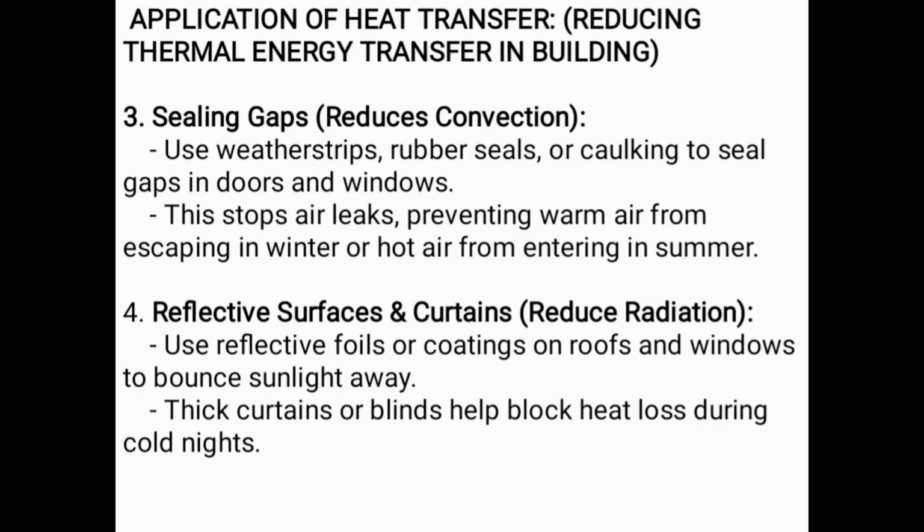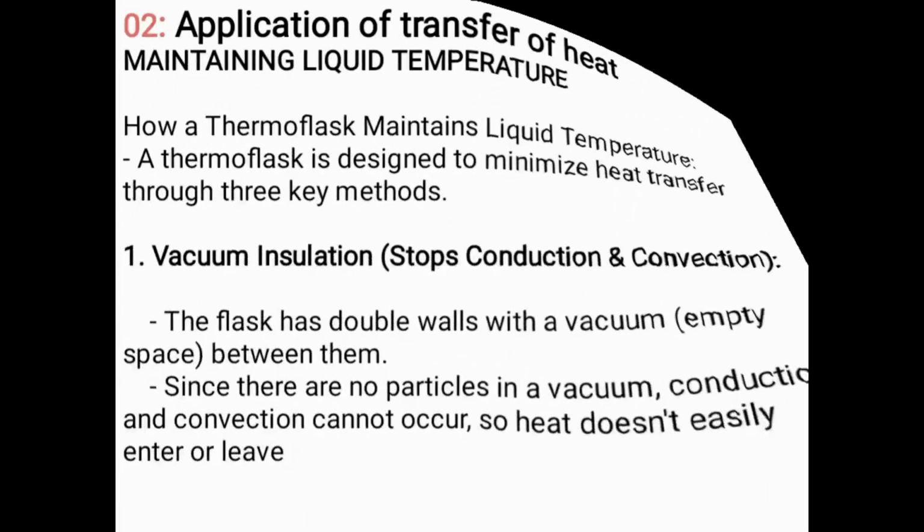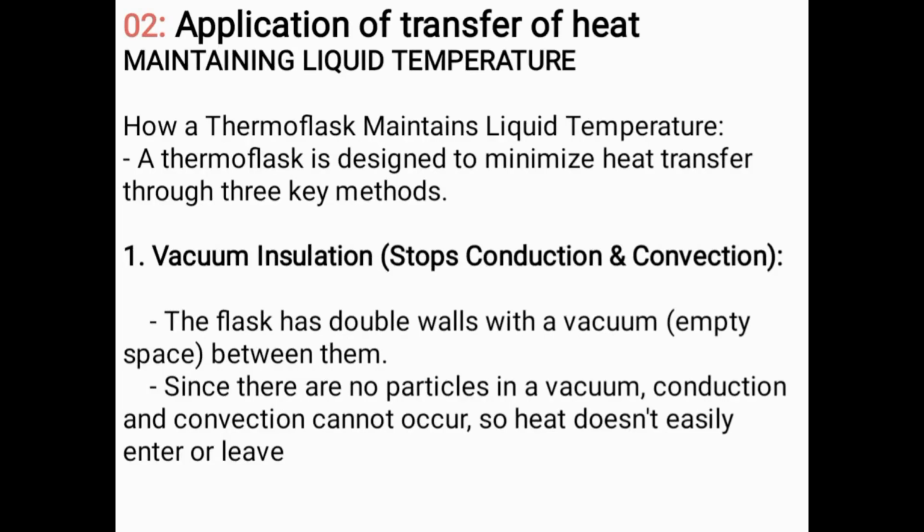2. Application of transfer of heat: maintaining liquid temperature. How a thermoflask maintains liquid temperature. A thermoflask is designed to minimize heat transfer through three key methods. 1. Vacuum insulation stops conduction and convection. The flask has double walls with a vacuum, empty space, between them. Since there are no particles in a vacuum, conduction and convection cannot occur, so heat doesn't easily enter or leave.